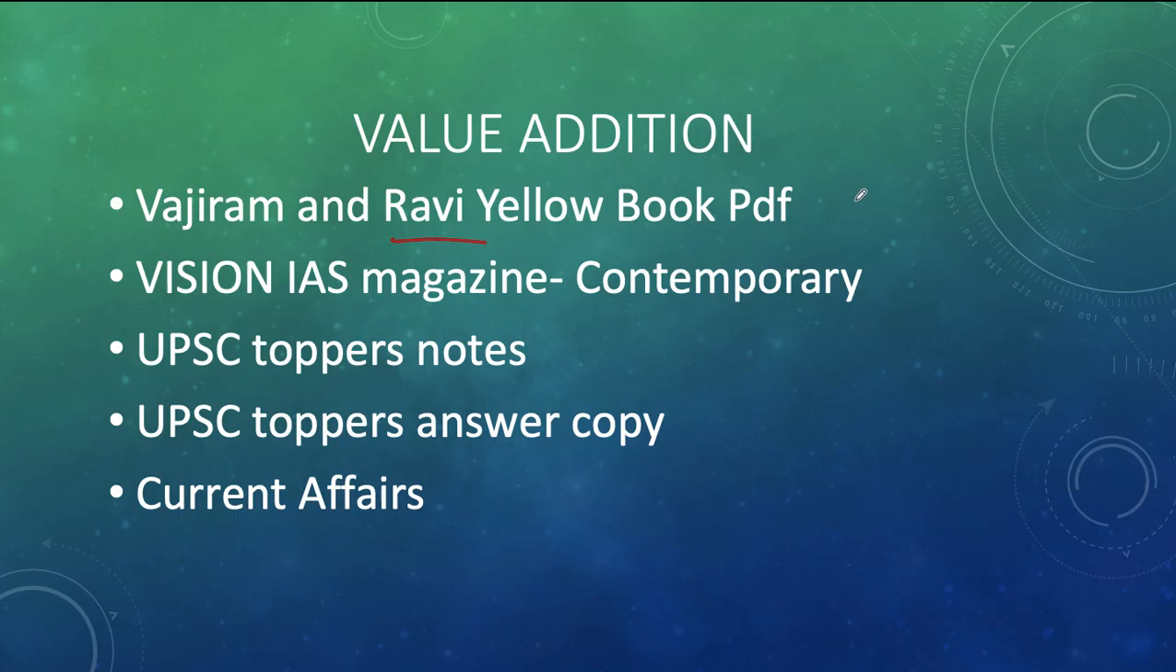Use the Vajiram Ravi Yellow Book for selective topics such as salient features of RPA and comparison of the Indian Constitution with other countries. With respect to the Vision IAS magazine, try to read the current affairs bills and acts and Supreme Court judgments and add them to your notes making. UPSC toppers' notes can be selectively used for the kind of answer writing and the quality points which they have written. And the evaluation series from our YouTube channel of UPSC toppers' answer copies in GS Paper 2 can be referred to for answer writing improvement.